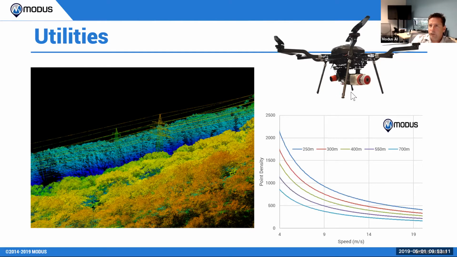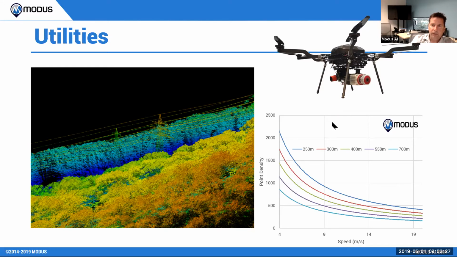With this sensor, you can change RPM, and there are reasons to do that. This is the best case scenario. And so you can see your points per meter squared are a lot higher. So you're going to get a lot more data, and you're going to get 5-point return.